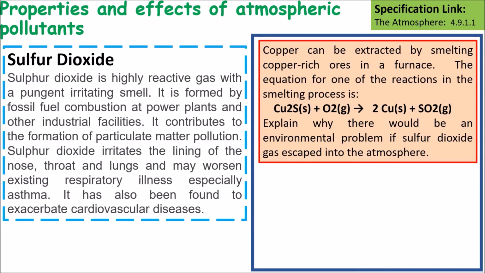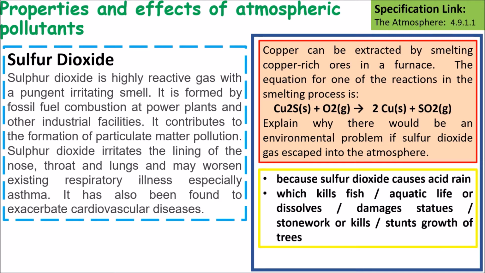So we think about how this can be factored into a question. Copper can be extracted by the smelting of copper ores in a furnace. The equation for one of these reactions is shown below. Explain why there would be an environmental problem if sulfur dioxide escaped into the atmosphere. The other thing that sulfur dioxide causes is acid rain, which can go on and kill fish, damage aquatic life, damage stonework and damage plants.